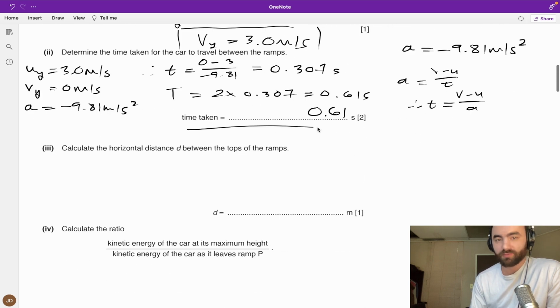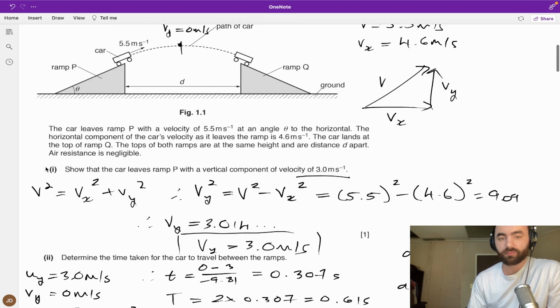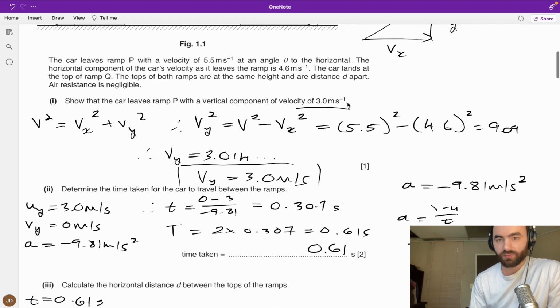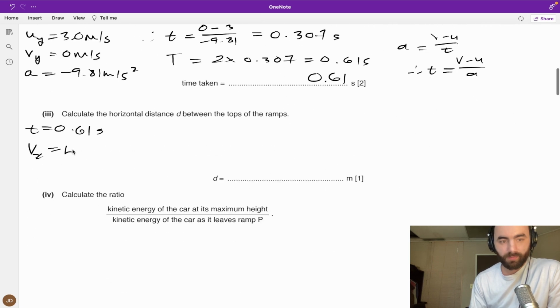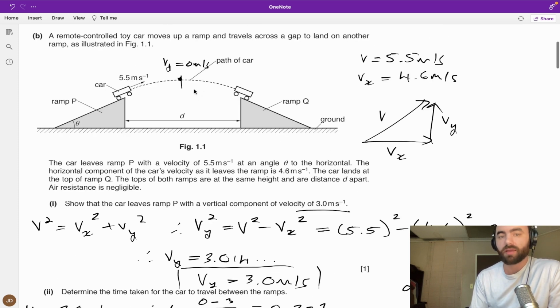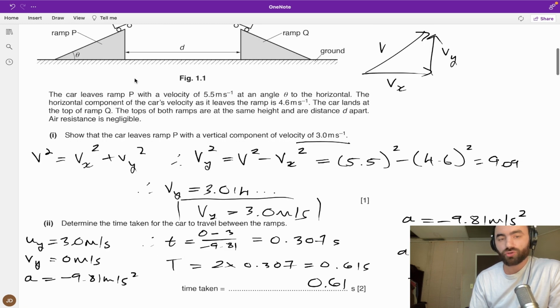Calculate the horizontal distance d. Well, we have the time taken, 0.61 seconds. We have the horizontal velocity, Vx, which was 4.6. Throughout the entire flight, the horizontal velocity will not change. It's not being affected, nothing is causing it to decelerate. The only deceleration happening is in the vertical direction, hence the arc. So this is consistent throughout the entire motion of this car.